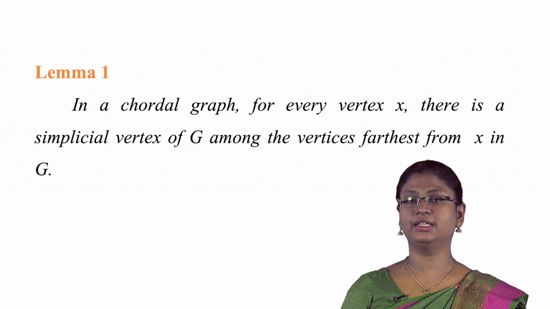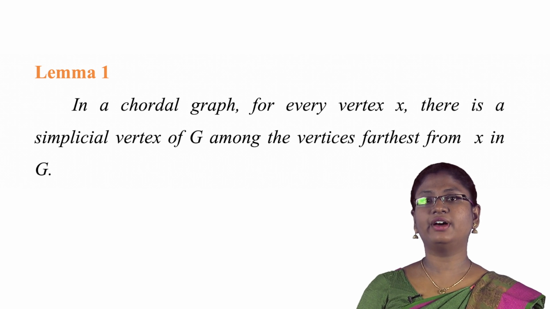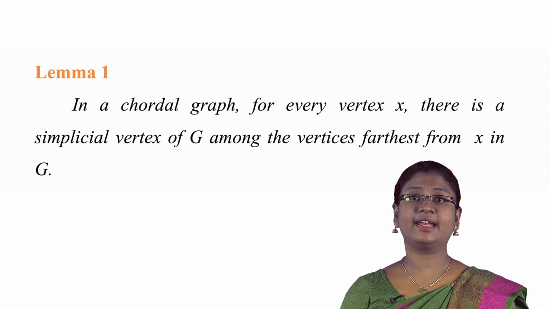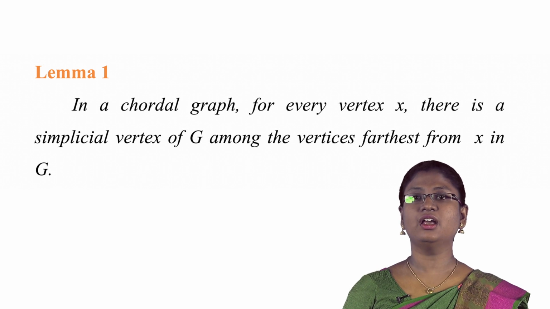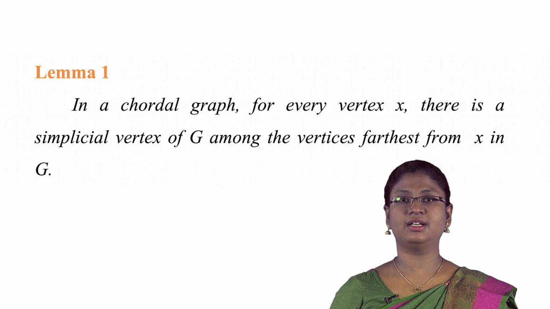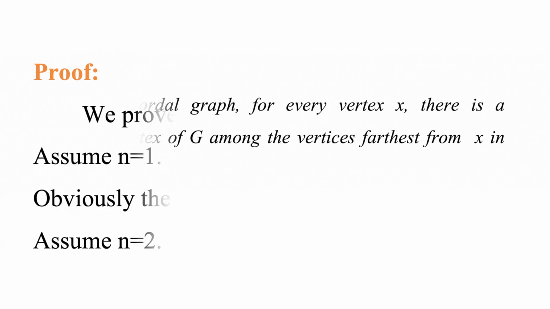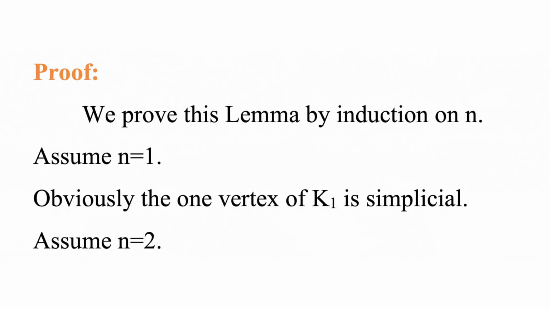Lemma 1: in a chordal graph, for every vertex x, there is a simplicial vertex of G among the vertices farthest from x in G. We shall see the proof now. We are going to prove this lemma by induction on n. Assume n is equal to 1. Obviously, the one vertex of K1 is simplicial.